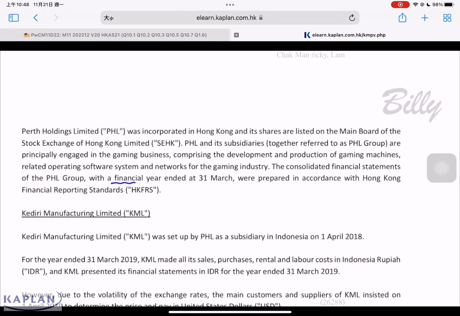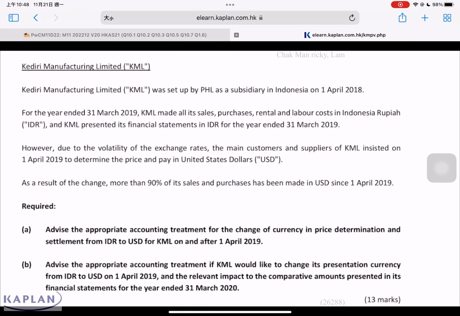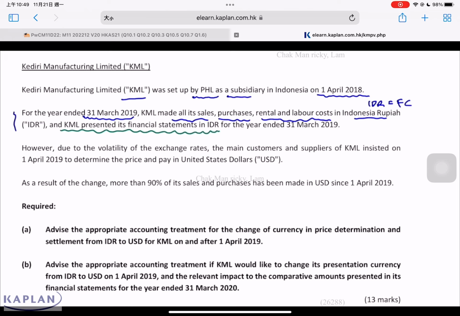For these questions, the financial year end is 31st March. PHL set up a new subsidiary, KML, on 1st April 2018. For the first year of operations to 31st March 2019, KML made all its sales, purchases, rental, labor in Indonesia rupiah. In accordance to AS21, after considering the primary factors on sales and costs, it suggests that the Indonesia rupiah is the functional currency of KML. And KML presents its financial statement in Indonesia rupiah that represents the presentation currency.